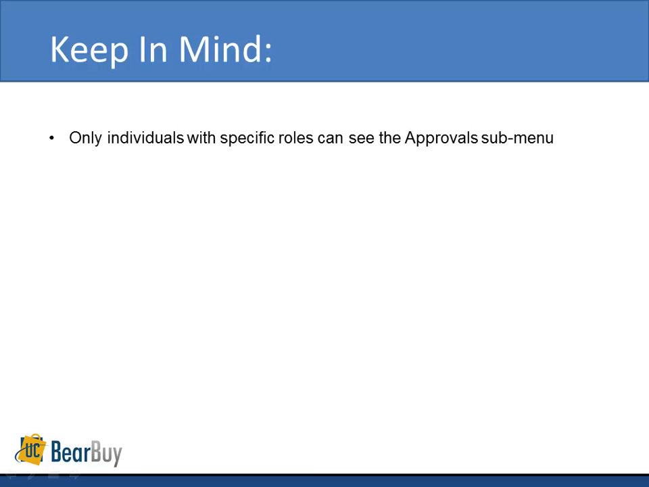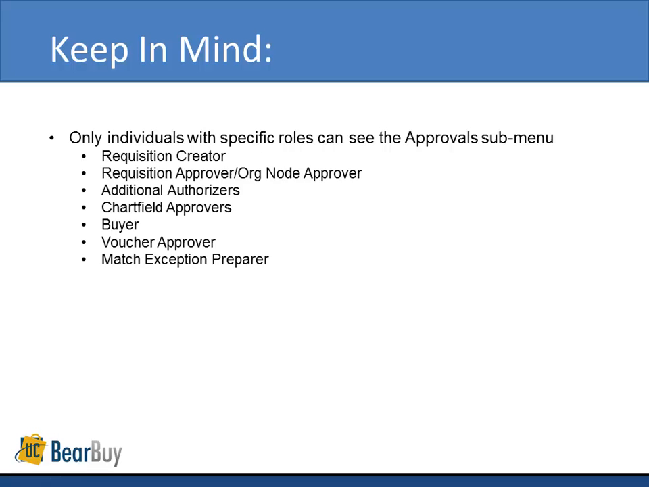A couple things to keep in mind is only individuals with specific roles can see the Approvals submenu. Those are Requisition Creator, Requisition Approver or Ignored Approver, Additional Authorizers, Charge Field Approvers, Buyers, Voucher Approvers, and Match Exception Preparers.